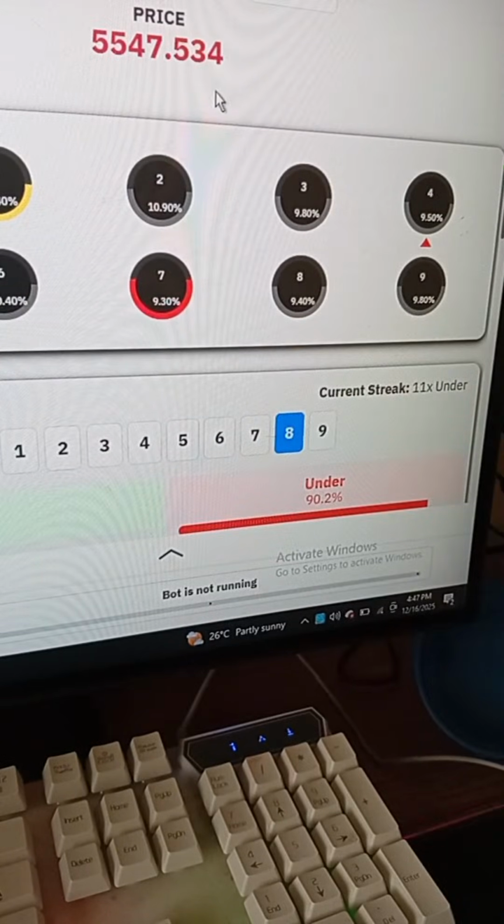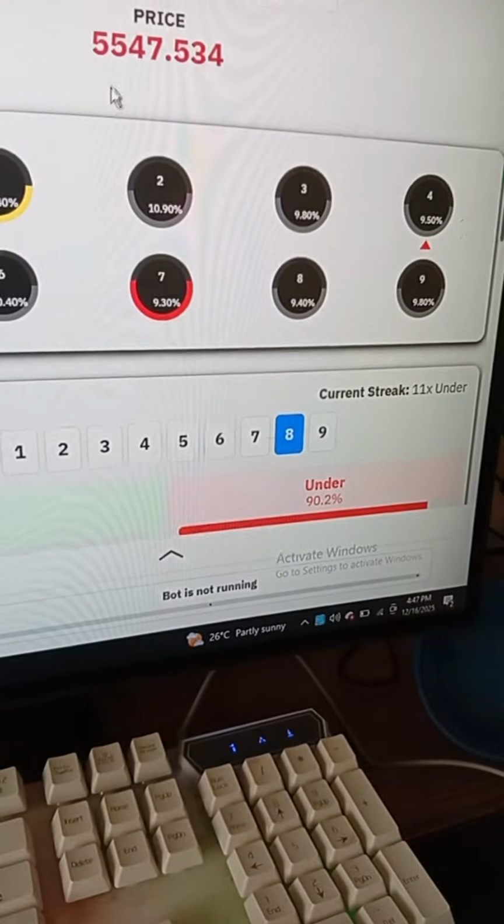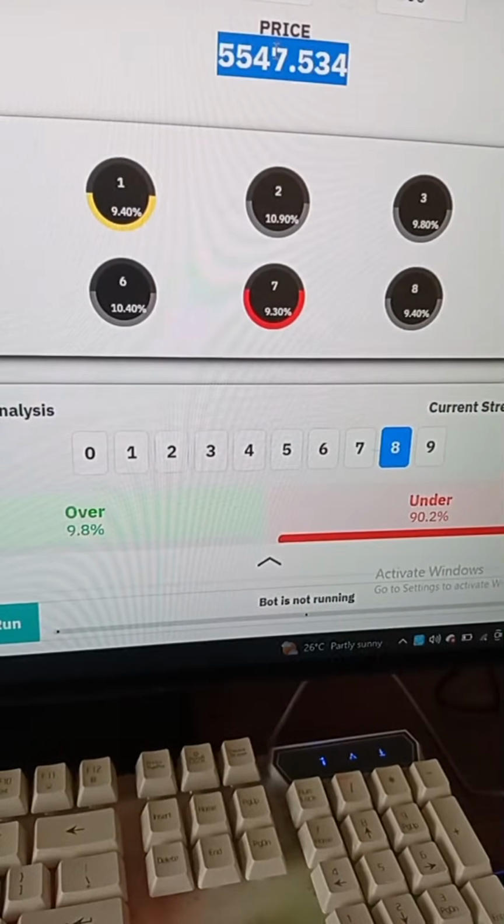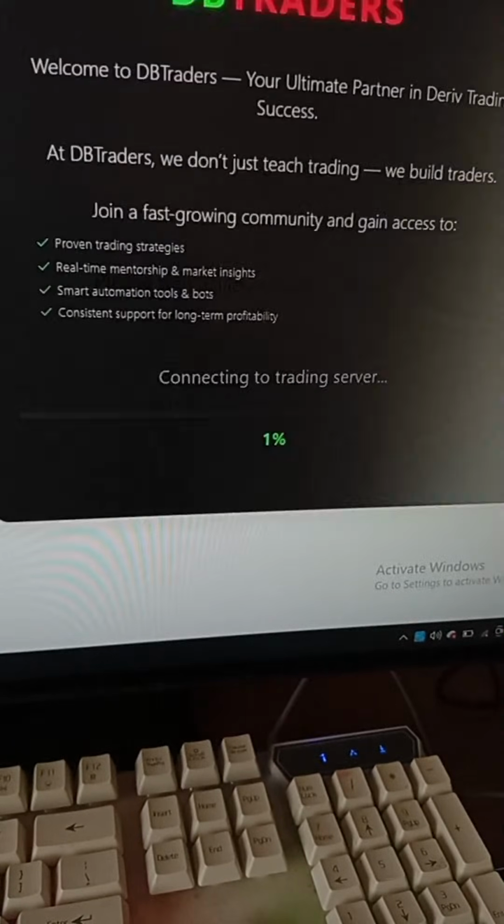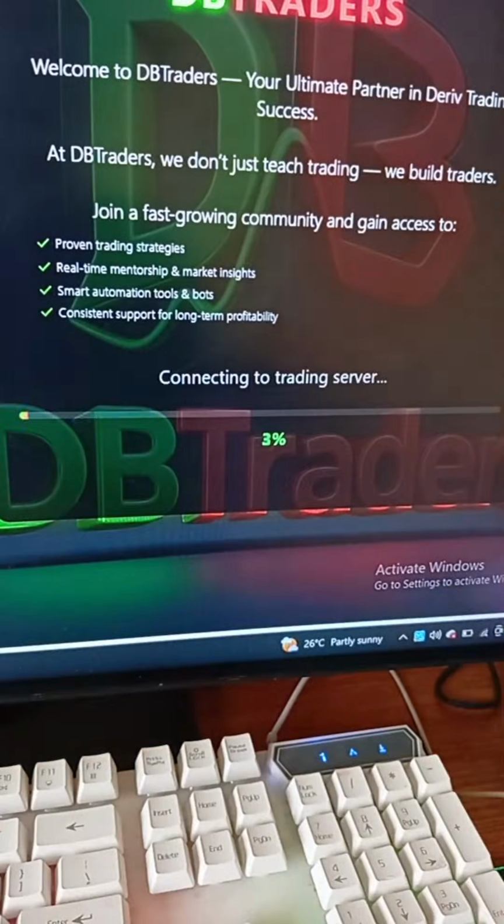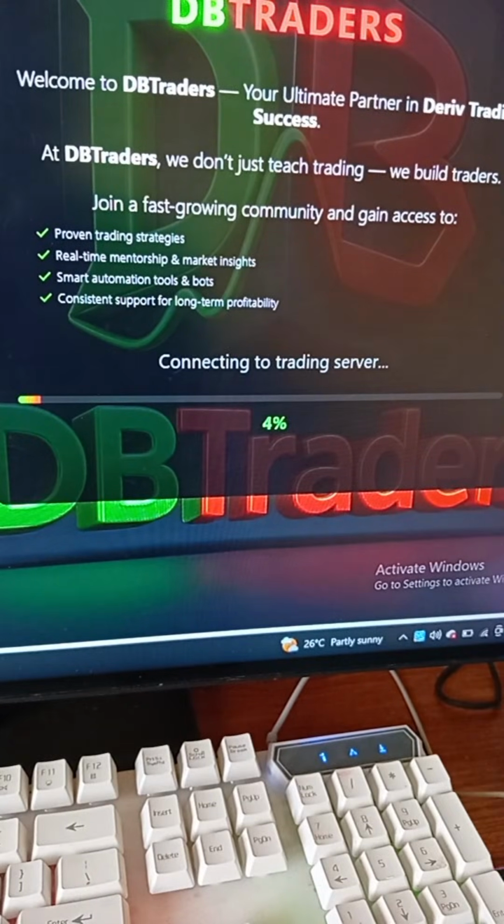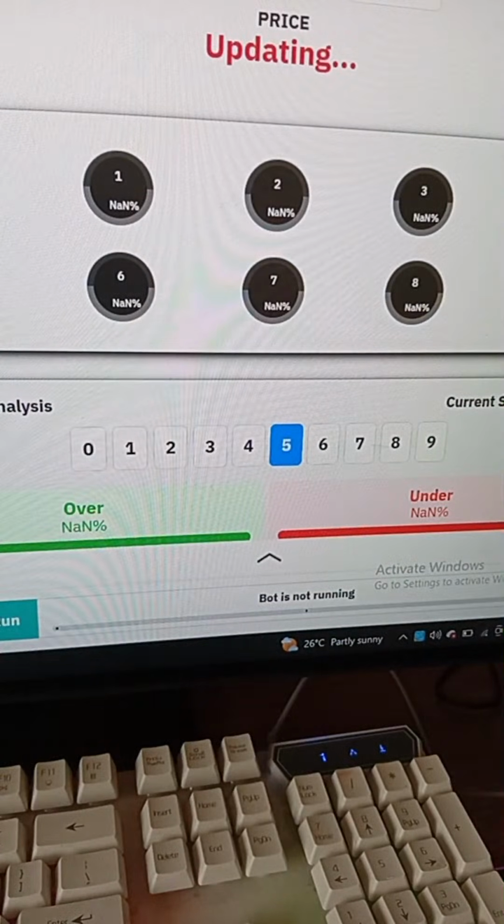But I can see my price, as you can see, guys, my price has frozen here. So let me refresh. I told you guys, once you see the price has frozen, always refresh so that you avoid losing. Mellow boy, you want to trade volatility 10 under 8.